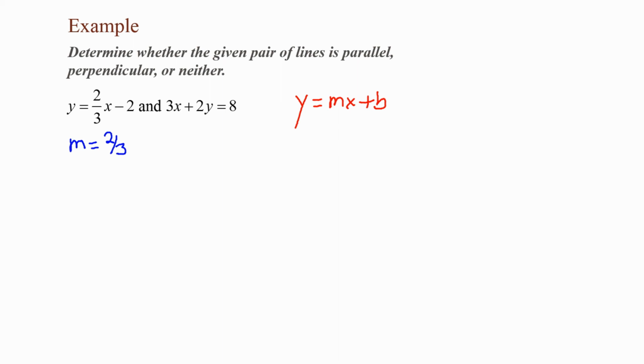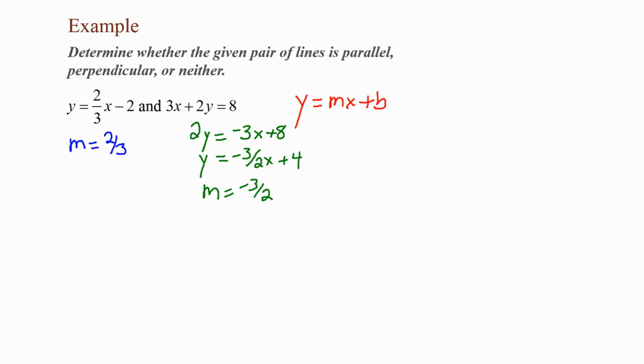3x plus 2y equals 8 needs to be solved for y. Subtract 3x from both sides. So I have 2y equals negative 3x plus 8. Then I want to divide everything by 2, so y equals negative 3/2 x plus 4. So the slope for our second line is negative 3/2.